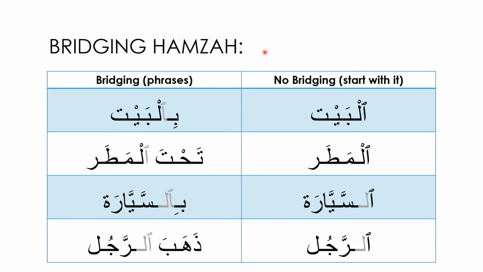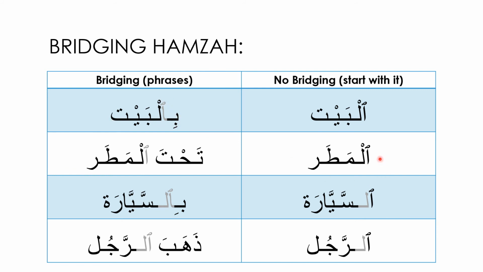Let's read some examples of the bridging Hamza. Al-Bayt. There are no letters before the bridging Hamza, nothing to connect or bridge. The Hamza will sound A. Al-Bayt. Inside the phrase, there is a letter before it and a letter after it. The bridging Hamza will become silent and it will connect what's before to what's after. Bil-Bayt.